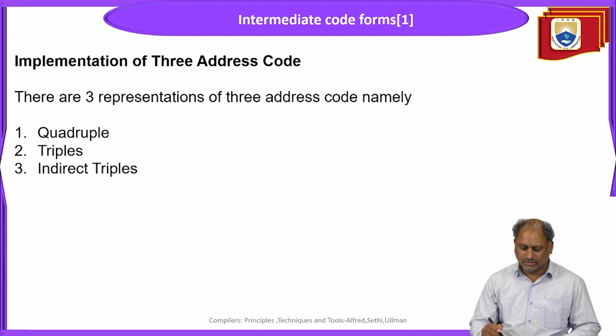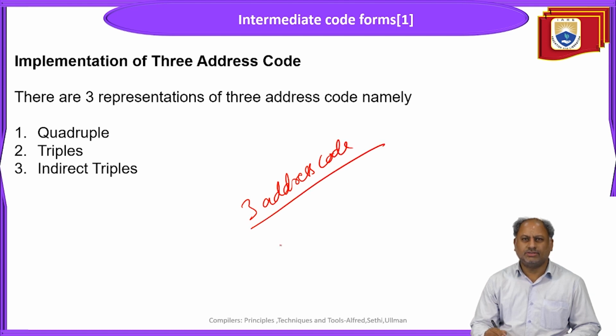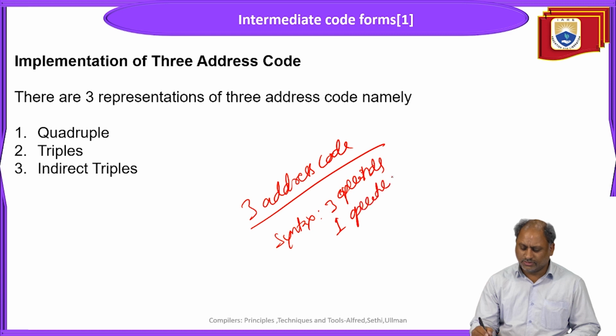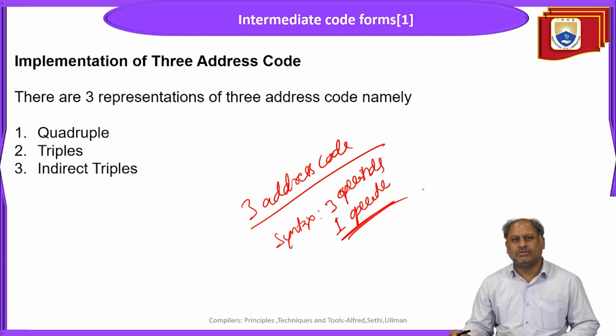That is, a three address code is to be generated with the help of a statement syntax notation. That is, it contains a maximum of one operator, and at least three operands, three operands and one operator. This thing we discussed in the previous class.